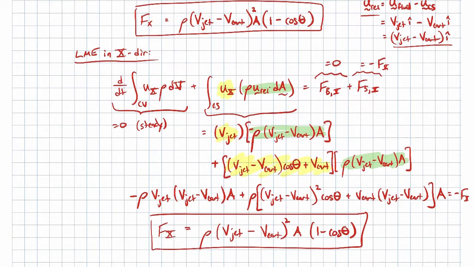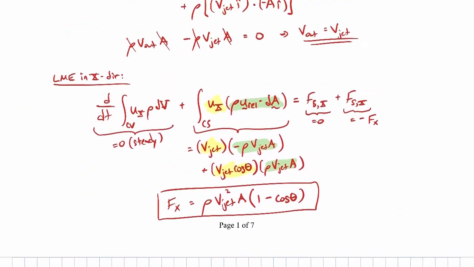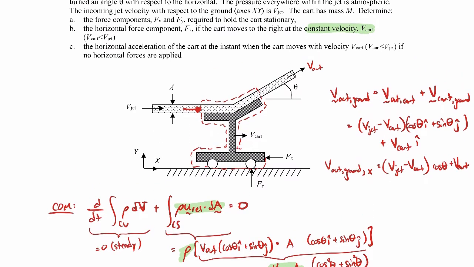So it doesn't matter which coordinate system we use, either the capital X1 fixed to the ground or the little x1 that's fixed to the control volume. You get the same result. I think it's far easier to use that little x coordinate system. It's much cleaner, and so I highly recommend using that one. All right, so now we've done part B of the problem using two different methods. Let's go to part C.